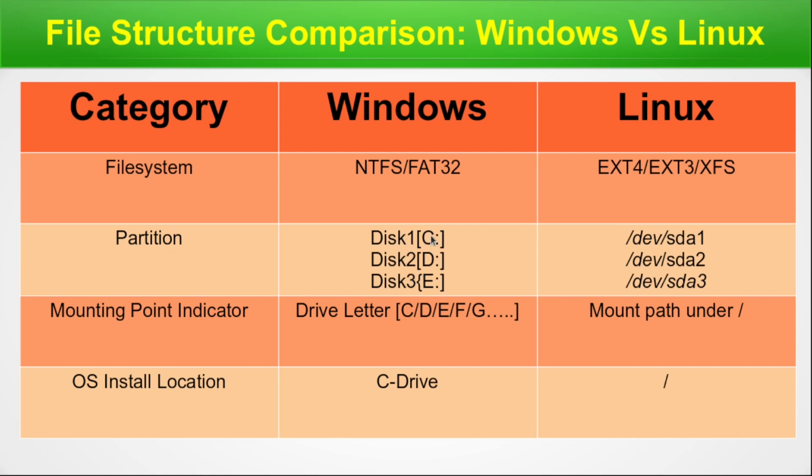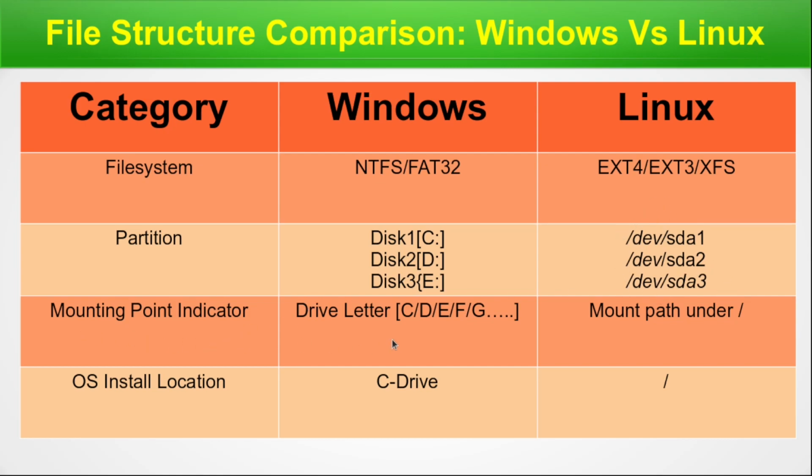So if we do a partition in Windows, generally our first drive is C, second is D, and third is E. Sorry for the typo here. And in Linux, the same thing will come as /dev/sd1, /dev/sd2, /dev/sd3. I'll come later to all these names. They are there in this particular episode.